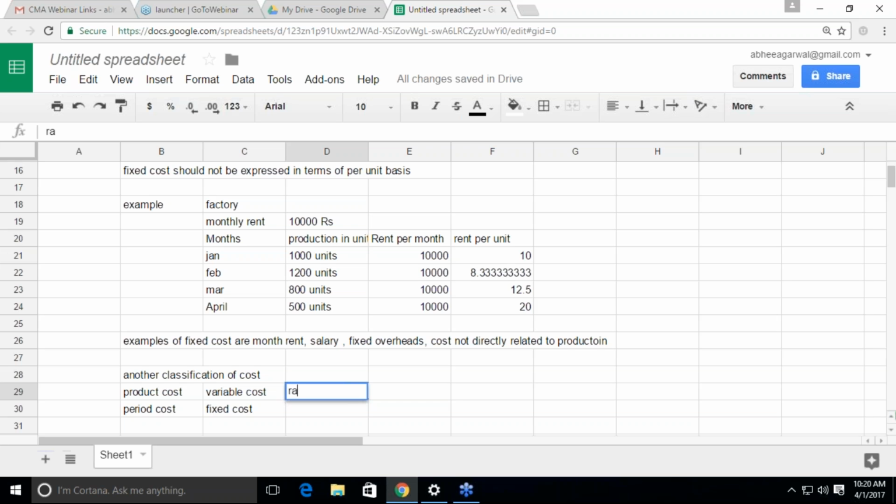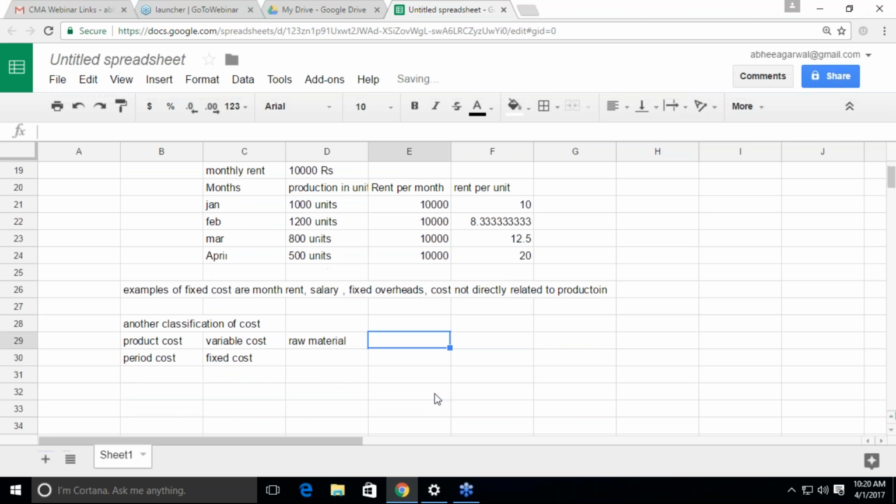What is the product cost? Raw material is a product cost. If you are producing, then only you will use the raw material, otherwise you will not use it. Similarly, direct wages: if you produce the goods, then only you will use the direct wages. So these are the product costs.